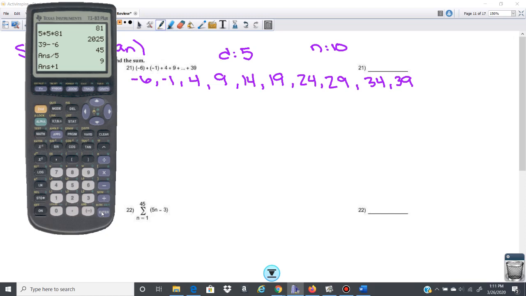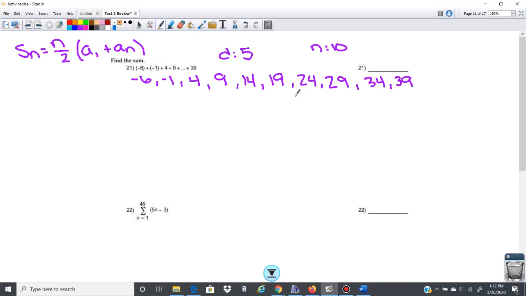The reason why we have to add the 1 is because I want to include the first term. So if I just subtract and I don't include the first term, I'm not going to have the right number of terms. So we want to add 1 there. But of course that would work if this were a much larger sequence. So just don't forget to add the 1 at the end. So we have 10 terms.